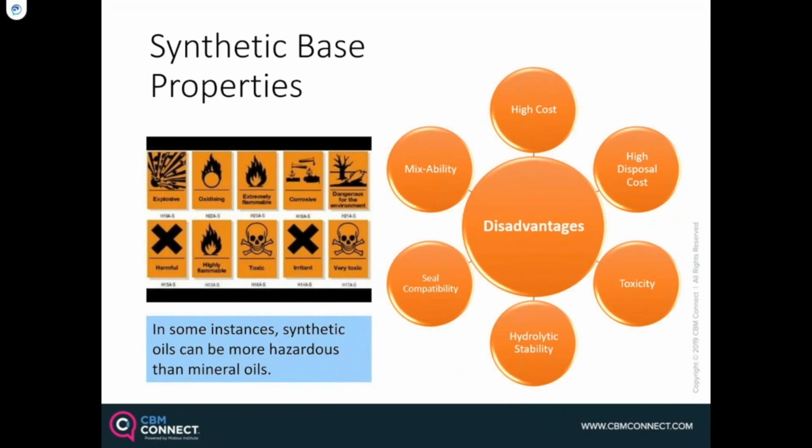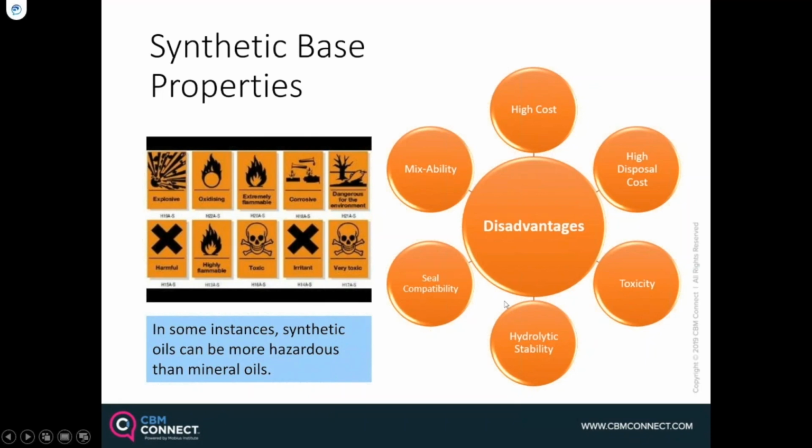Some of the disadvantages of synthetic base stocks, starting at the top: we talked a little bit about the cost. If you have to dispose of it, depending on the base stock, there can be costs associated with that. There may be concern with toxicity that you have to take into account. They're not very stable in water, so the hydrolytic stability in many synthetics is not as good, where water can cause a continued breakdown of the fluid or a detrimental effect to it.